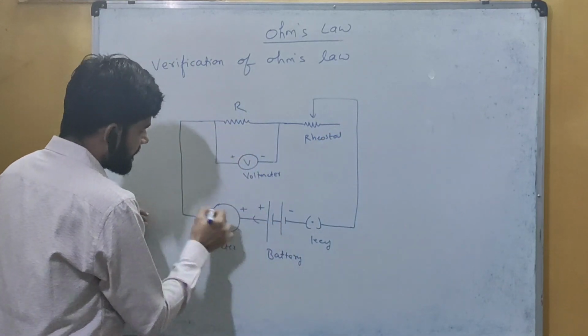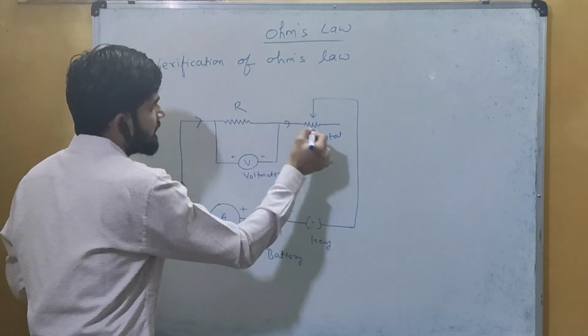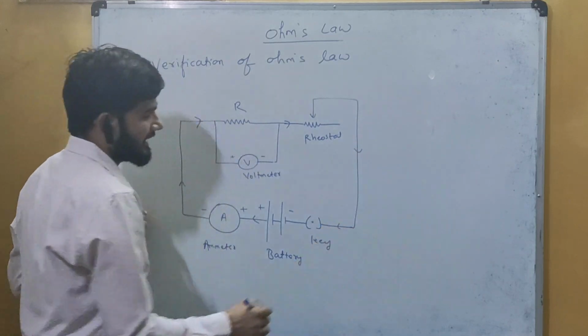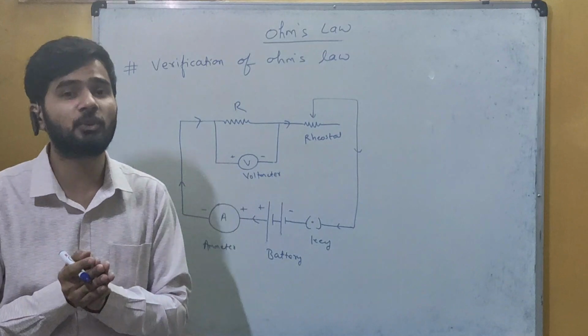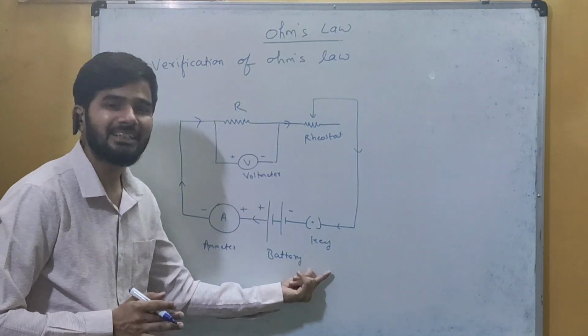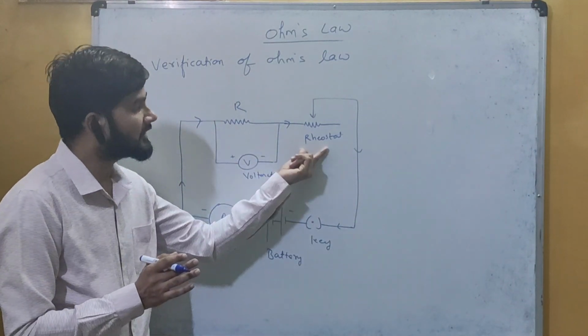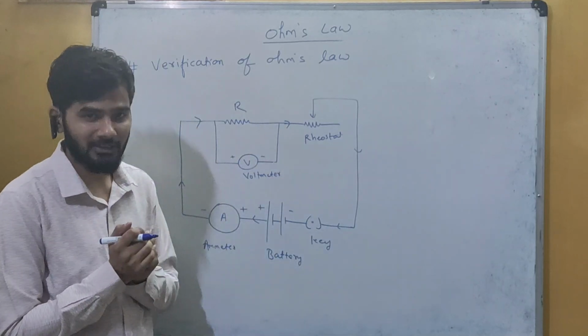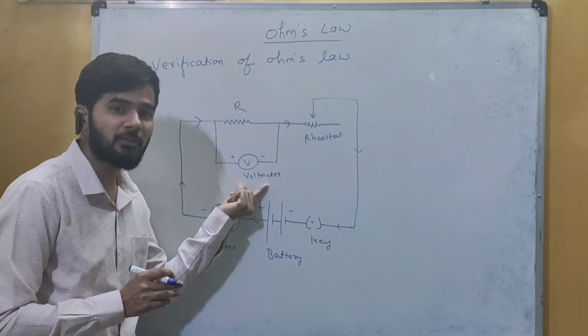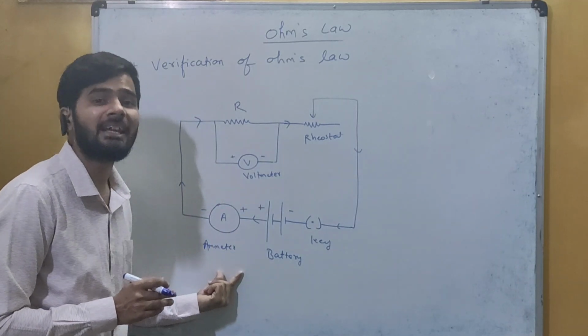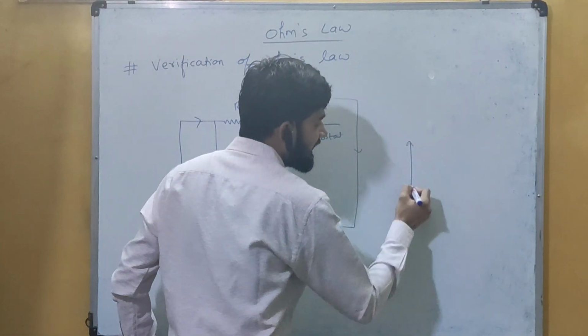And here the current will flow from the positive side of the battery to the negative side. This is what the circuit diagram for verification of the Ohm's law is. So here what we will do, we will insert the key, and in that case we will change the knob of this rheostat. Then we will measure the value of voltage from the voltmeter and the value of current from the ammeter, and then we will make the graph.